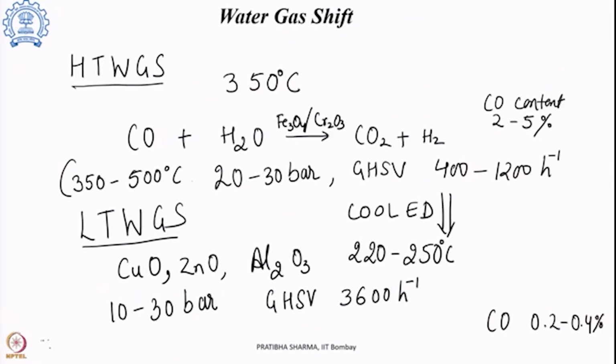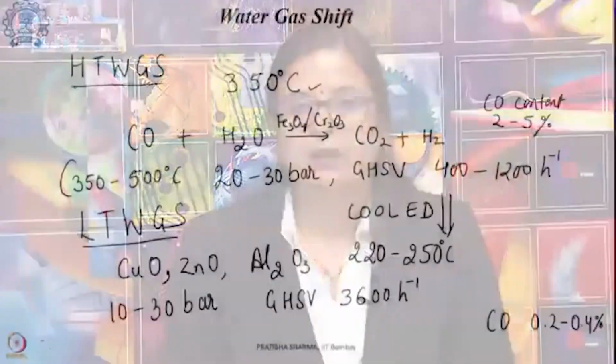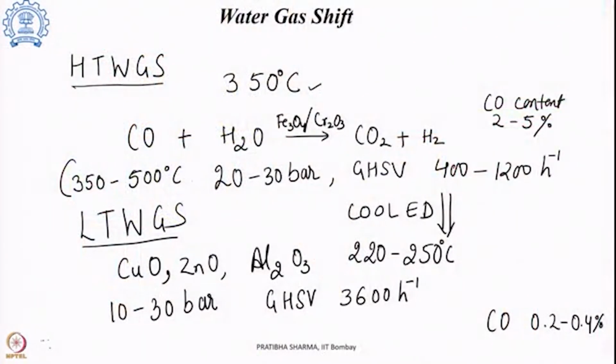Now, in the high temperature water gas shift, the benefit of faster kinetics at a slightly higher temperature is being taken care of. However, the low temperature water gas shift is used to further reduce the carbon monoxide content to less than 1%.